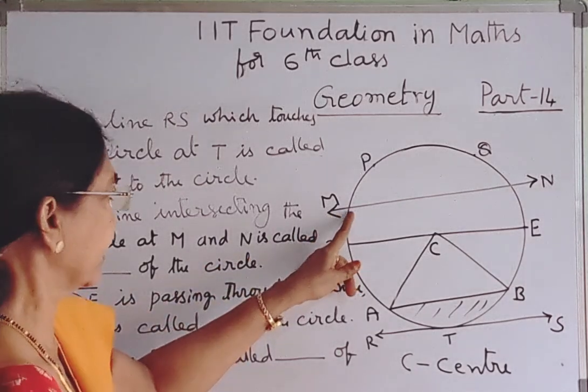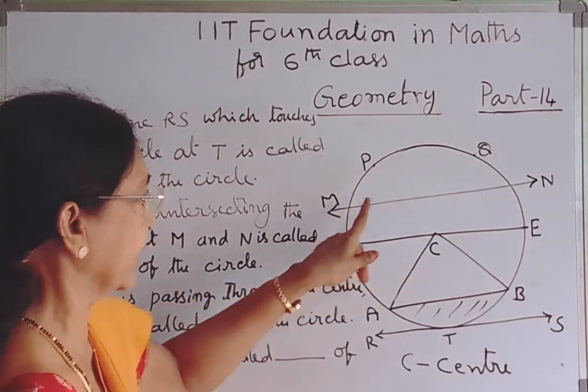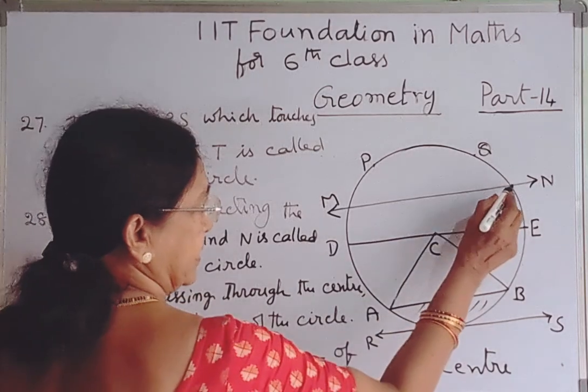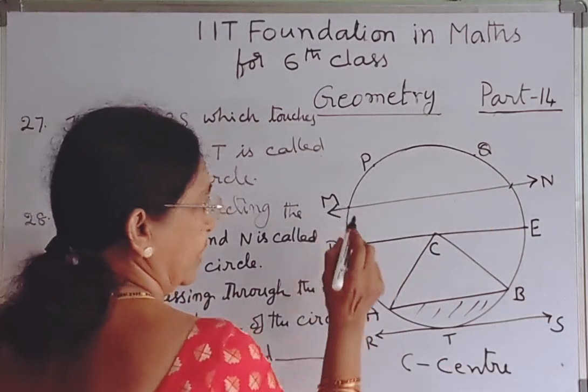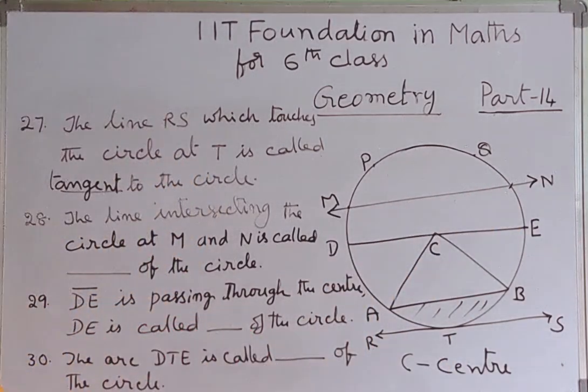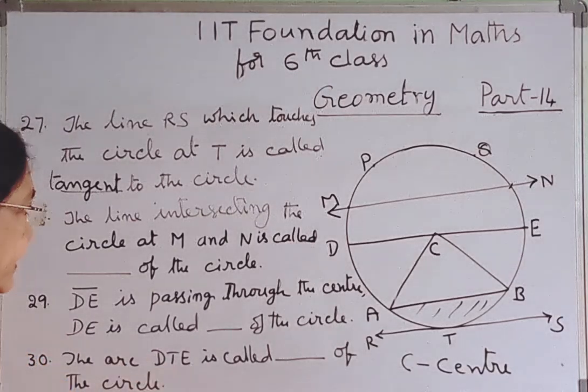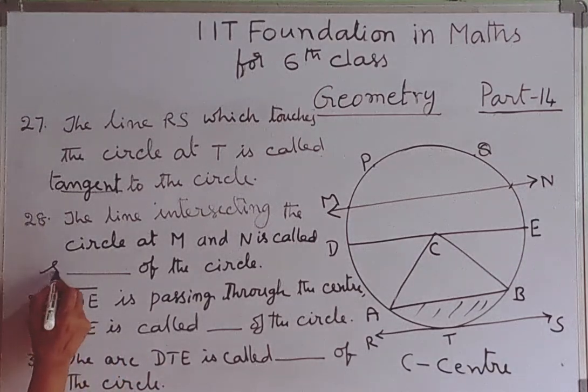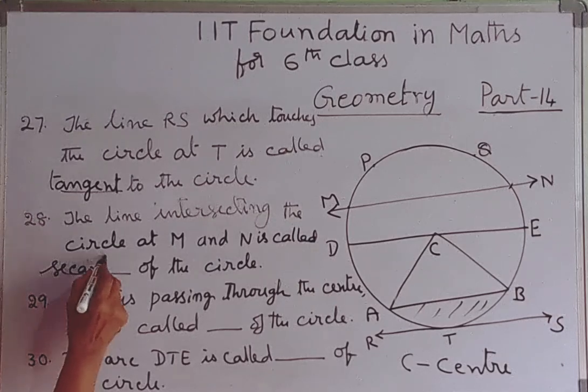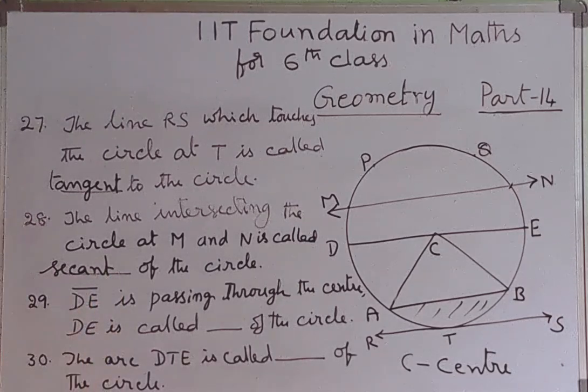Next, the line intersecting the circle at M and N is called dash of the circle. The line intersecting the circle at M and N, this is N and this is M. So, a line which is intersecting the circle at two distinct points is called a secant. So, it is a secant of the circle. The line MN is a secant of the circle. It intersects the circle at two distinct points.